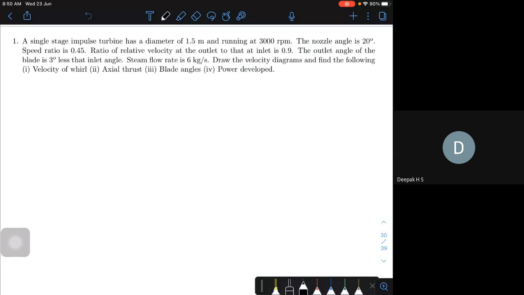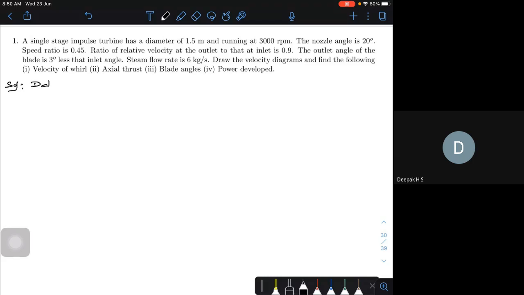The outlet angle of the blade is 3 degrees less than the inlet angle. Steam flow rate is 6 kg per second. Draw the velocity diagram and find the following: velocity of the wheel, axial thrust, blade angles, and the power torque. Okay, let's try to write the given solution.